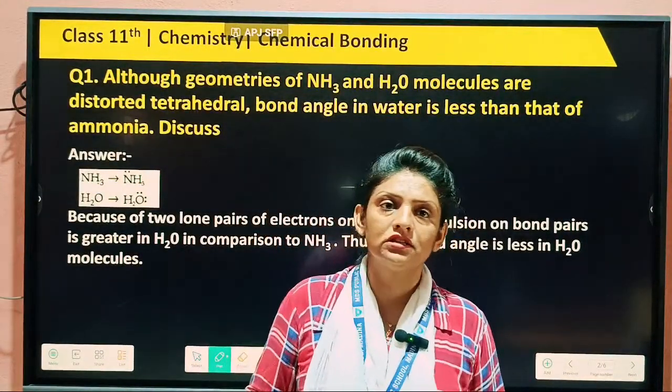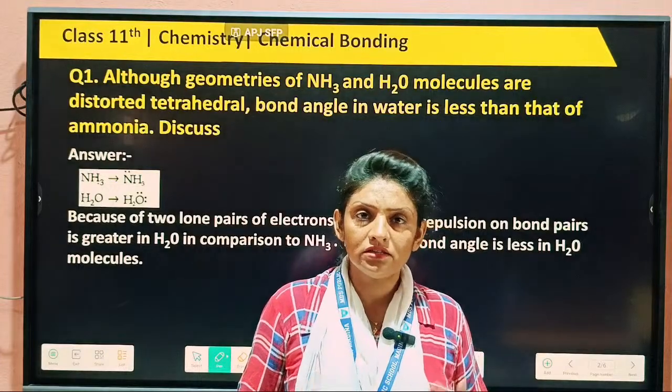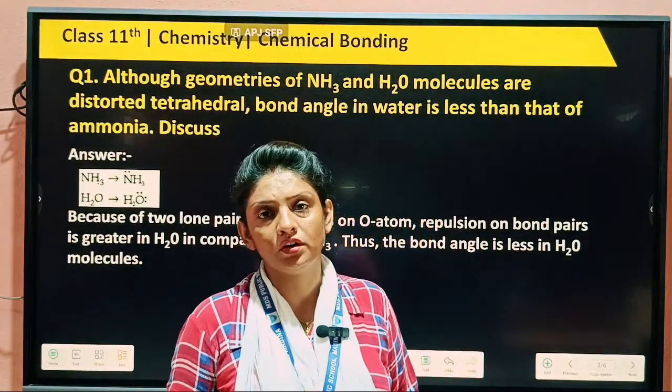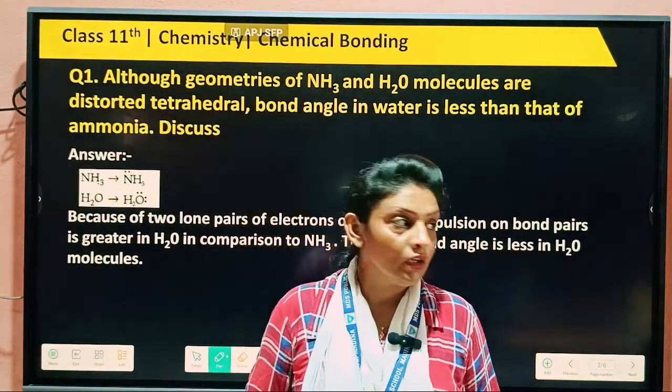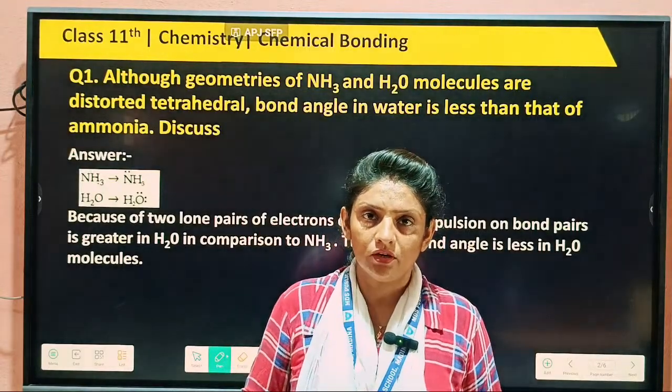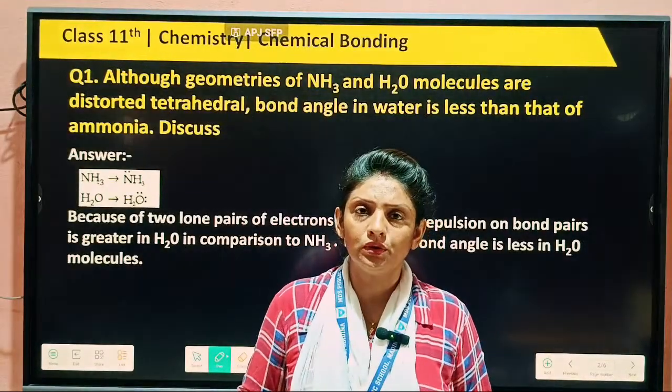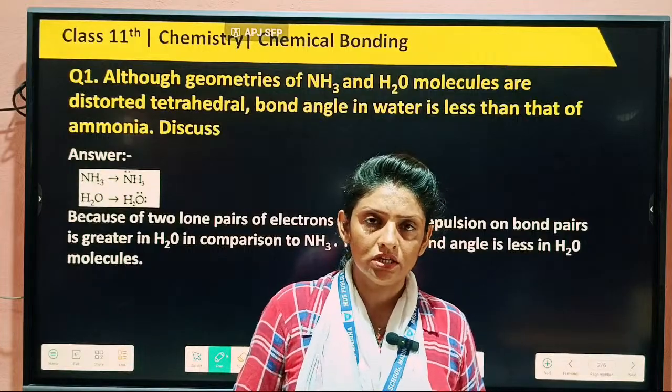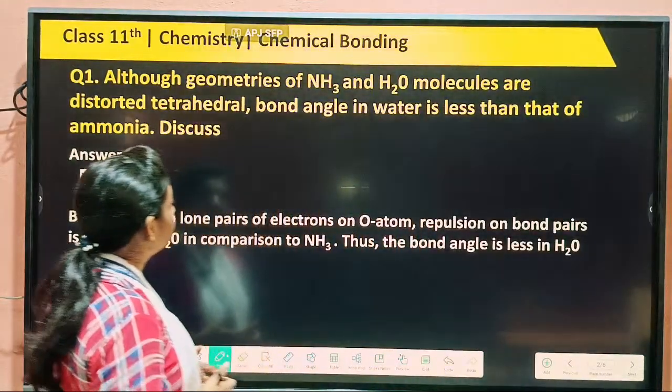Students, today we will discuss some NCERT questions of Unit 4, Class 11 Chemistry, that is chemical bonding. All questions are related to the NCERT exercise. So now let's move to question number one.